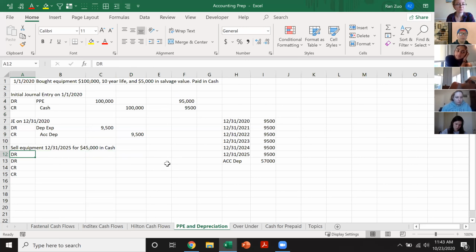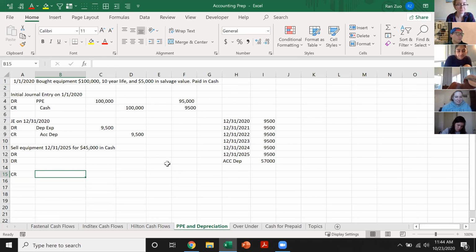Now this next question I want to ask is, say you decide you don't want the equipment anymore and you sell it for $45,000 in cash at the end of 2025. It's a little more involved, but you can get through it. Any volunteers? I can cold call them, but I don't want to do that.